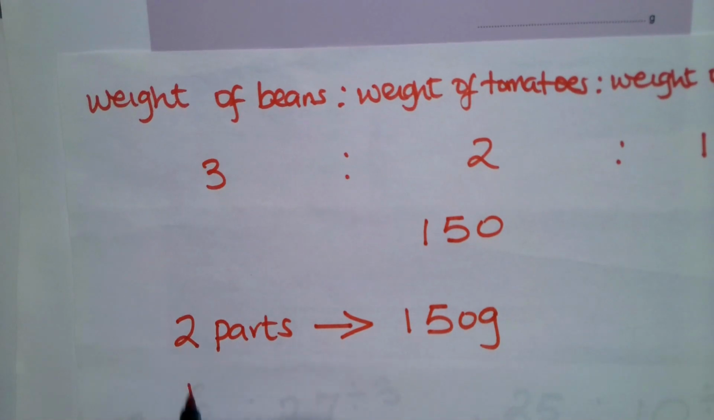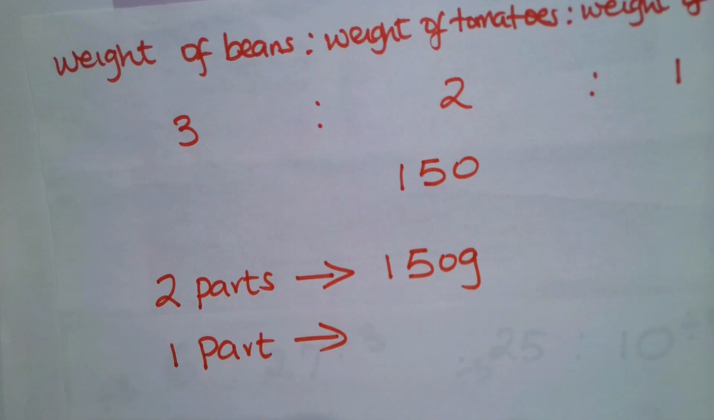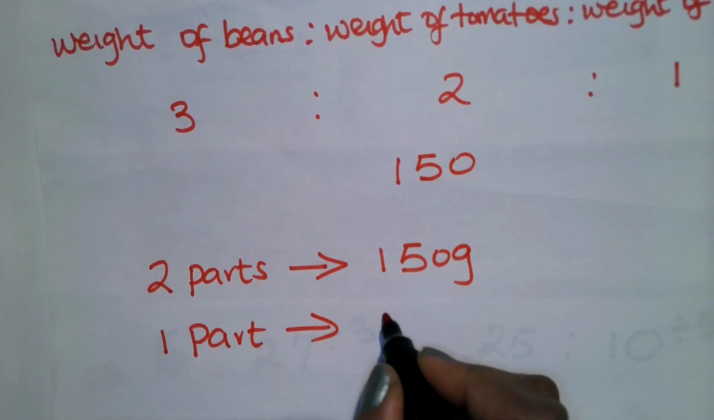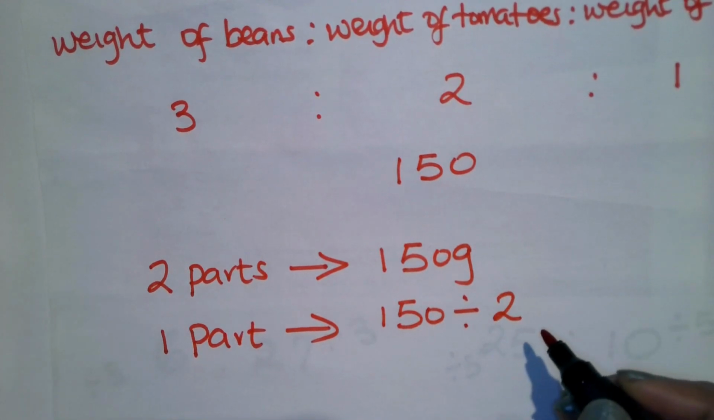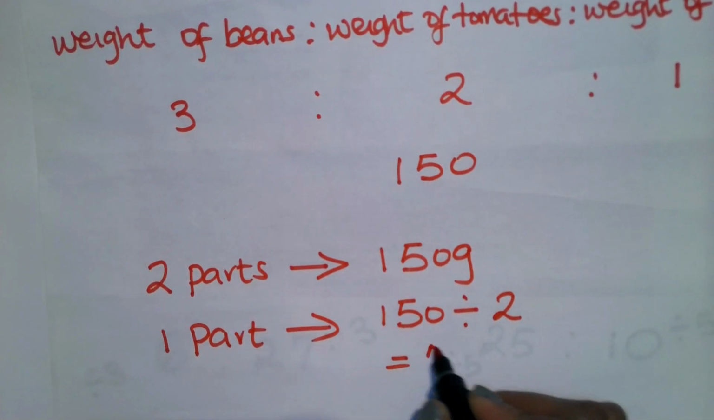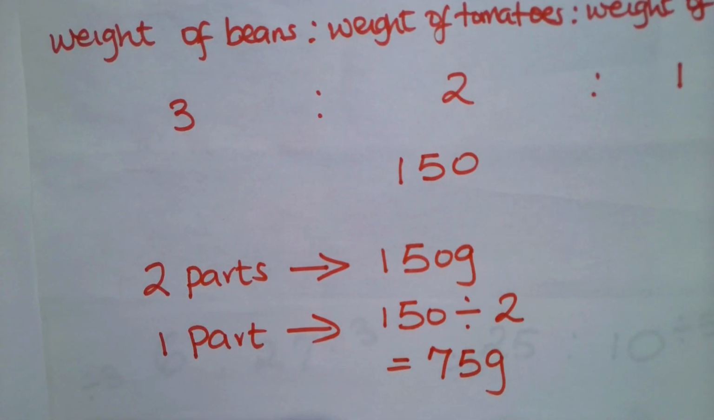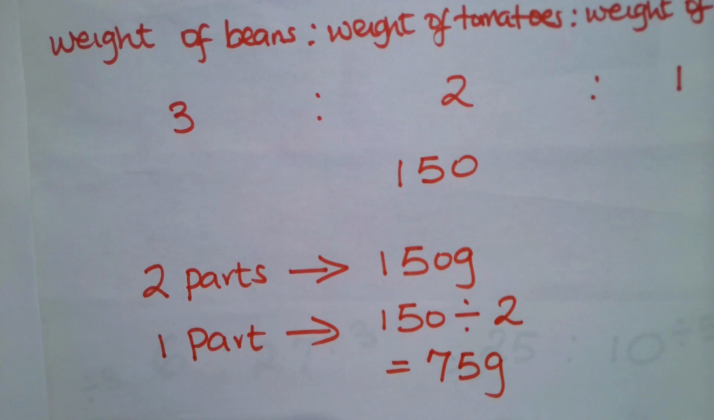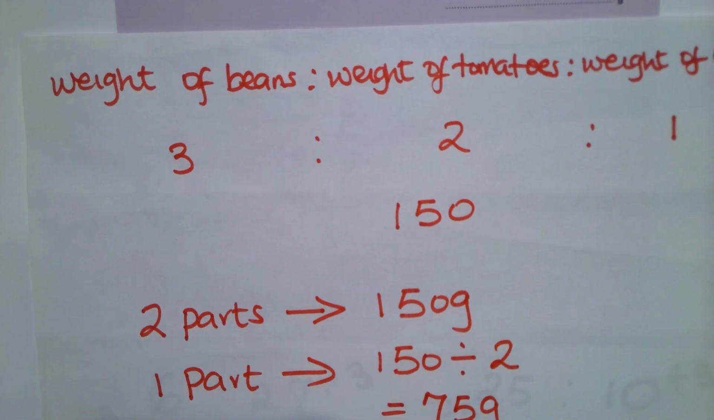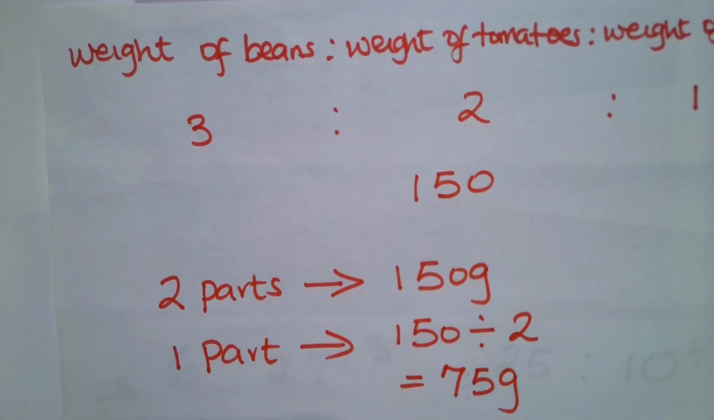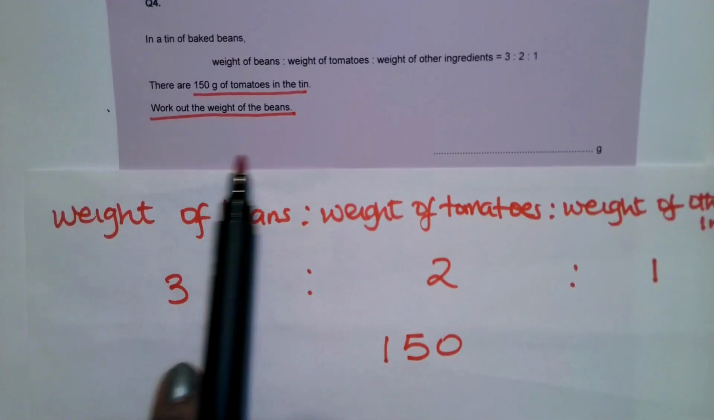Now we're going to look for 1 part. 1 part is going to give me 150 divided by 2, which would be 75 grams. So for one part of the ratio, that is 75 grams. So now we're looking for the weight of the beans.